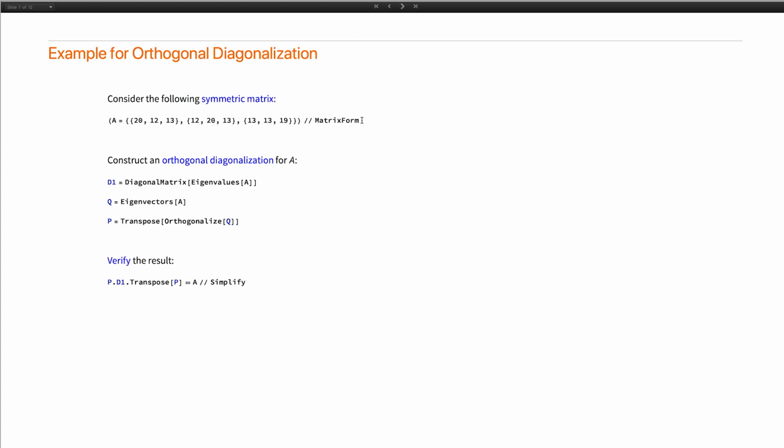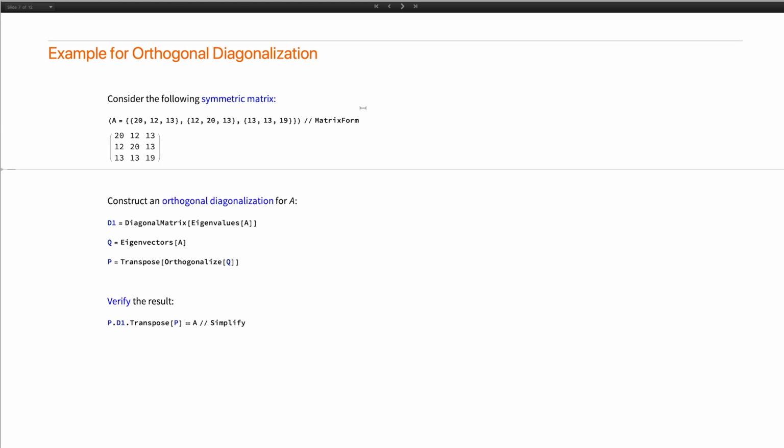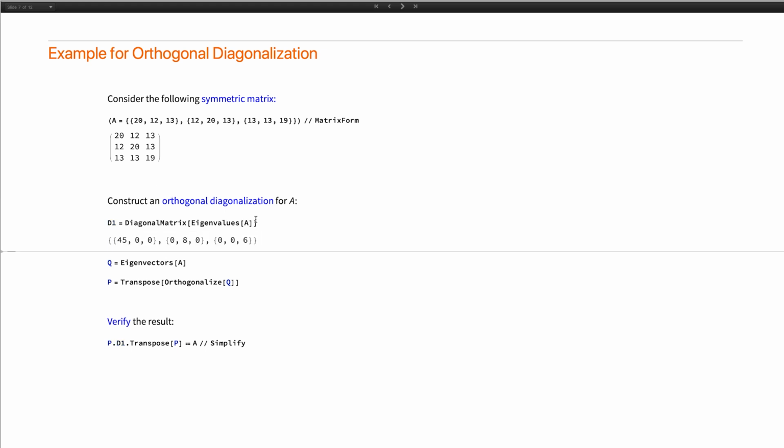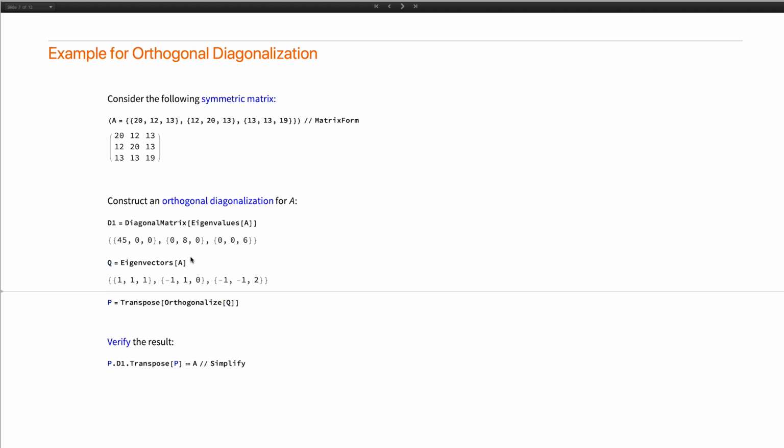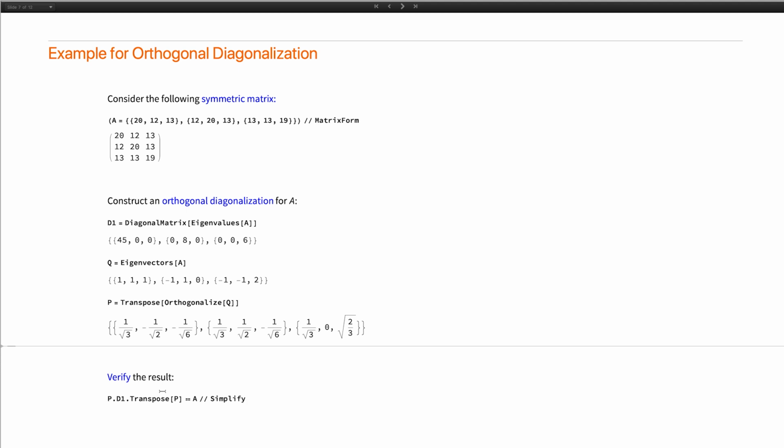So as an example, here is a matrix. It's clearly symmetric: 12 and 12, 13 and 13, 13 and 13 over here. Let's try and construct the eigenvalues and the diagonal matrix corresponding to them, find the eigenvectors, orthogonalize them, and you can check now that if you do P into D1 into P transpose, so you've got the P from here, the D1 from there, and the transpose of P, then you actually get back the matrix A. So that's a remarkable property about symmetric matrices.